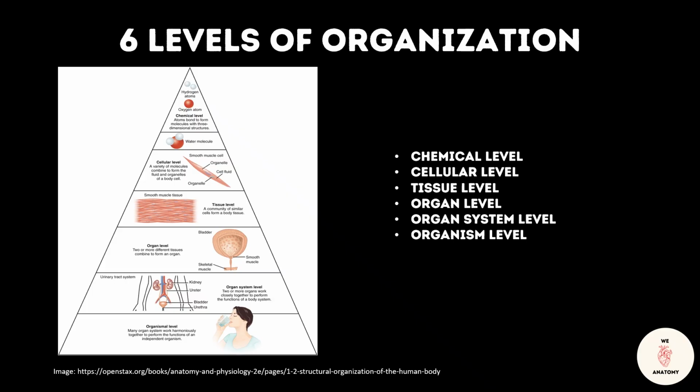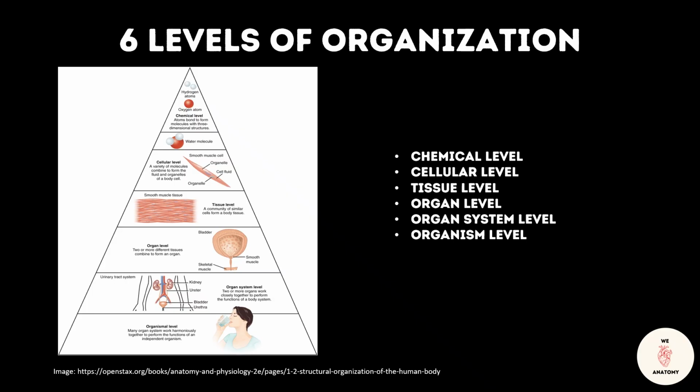The organ level of organization is formed when two or more tissue types combine to form an organ. Organs work to perform one or more specific physiological functions. The heart is a good example of an organ.